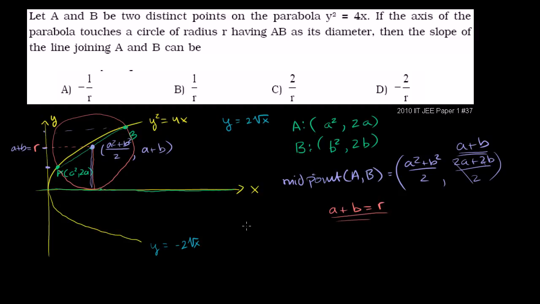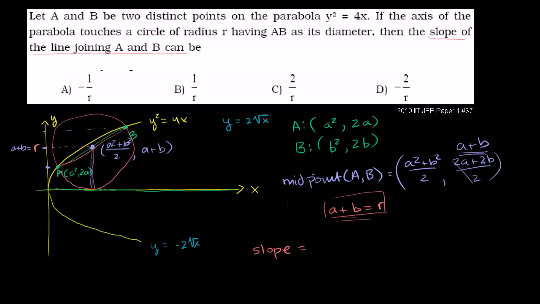Now let's try to find the actual slope of this diameter. That's what they want to ask us. The slope of the line joining a and b can be. So let's figure out the slope of this actual line. And let's see if we can relate it to r in some way, maybe using this information. Because all the answers they give us are in terms of r. So we need to have an answer in terms of r.